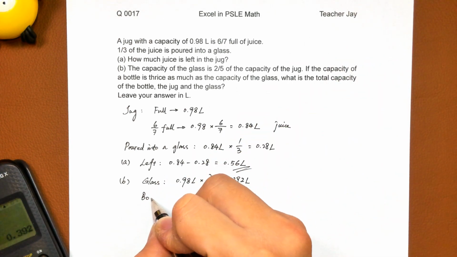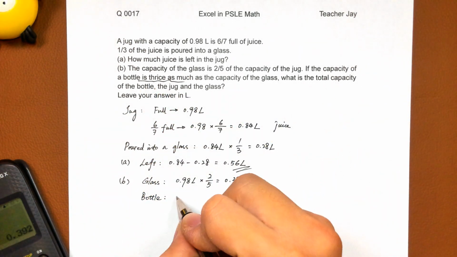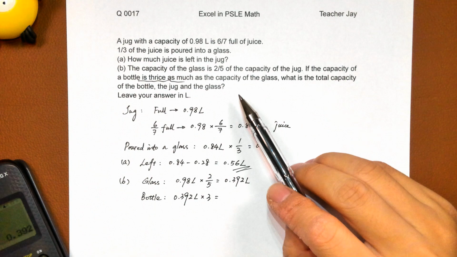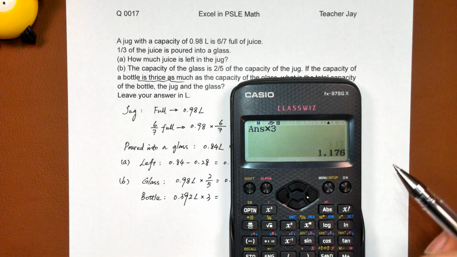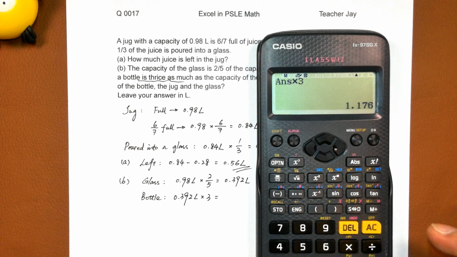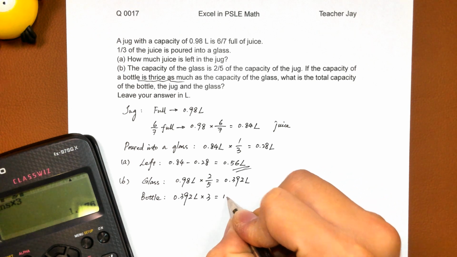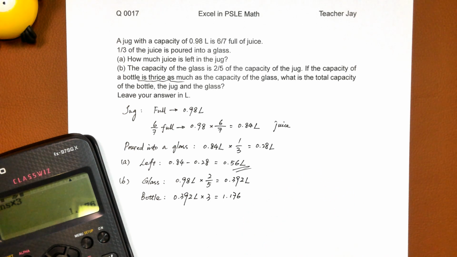And if the capacity of a bottle is twice as much as the capacity of the glass, a new container, a bottle, 3 times, 0.392 times 3 times that the capacity of the glass. When we are solving the question, you don't need to always click the button AC or clear, because sometimes the answer we need to use in the next step. So try not to press the button or clear. So 1.176 liters, the bottle.